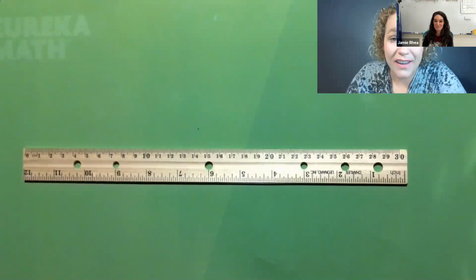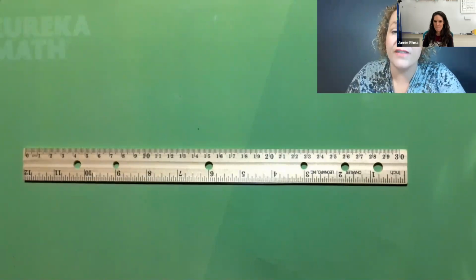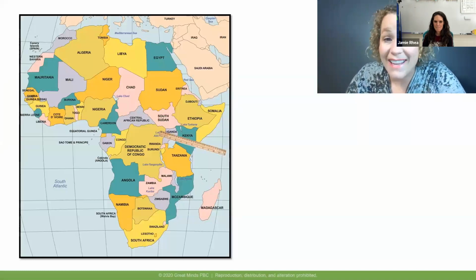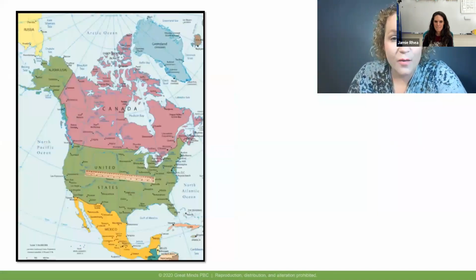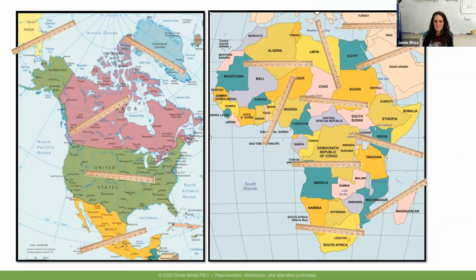It's a ruler. This is a tool that people all over the world use to measure the lengths of different objects. It doesn't matter if you live in Kenya or Nigeria or the United States or Mexico. Everyone uses a ruler to measure things. When have you seen a ruler used before? I've used a ruler in art class before.